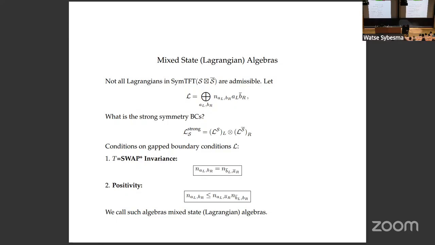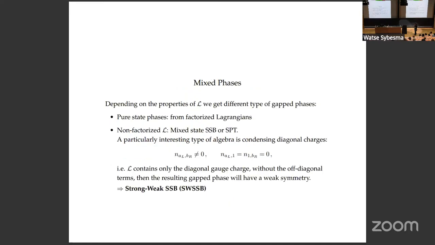Only certain Lagrangians, they have to be invariant under this swap star symmetry, and they need to give rise to a positive definite density matrix. So there are conditions that give you a more refined, smaller set of phases that are consistent for these kinds of systems. These mixed phases come from looking at Lagrangians that don't factorize into left and right. The interesting types of phases are that you can break a strong symmetry to a weak symmetry, but you can also break a strong symmetry to a weak symmetry partially and have a trivial phase.